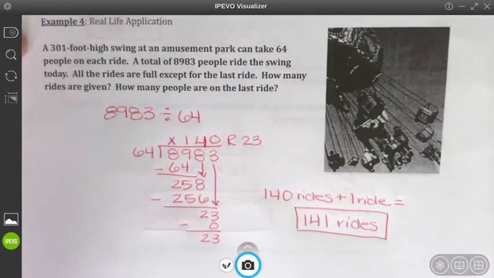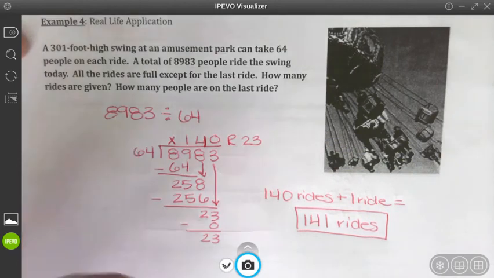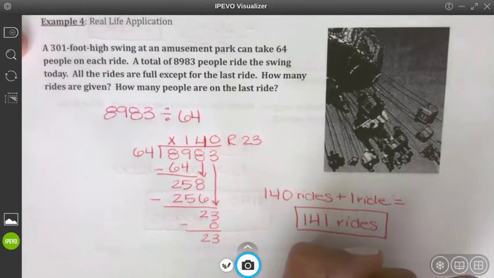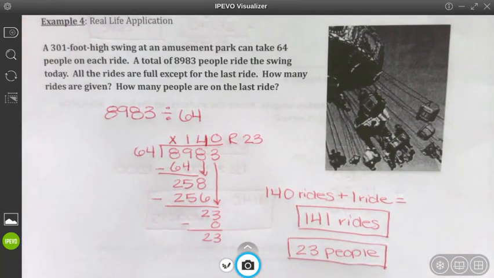So that's for my first question. My second question, how many people are on the last ride? Well, we have a remainder out of the 64 people that we were dividing by, which tells me that 23 people were on the last ride, because that was my remainder. And that is the end of our 1.0 whole number operations notes.